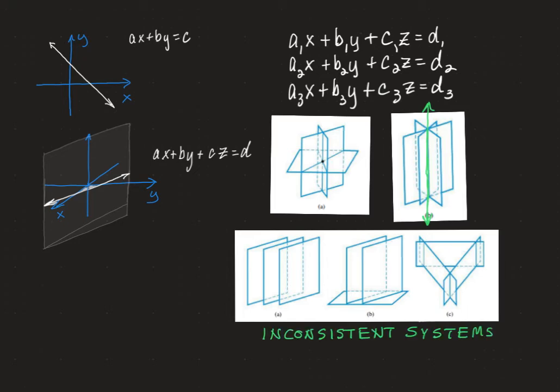The set of 3 diagrams gives examples of 3 different ways these planes could be oriented in relationship to each other, some of them intersecting, one of them with no intersections amongst the planes. They are all parallel. But in none of these cases is there one point or even one line that is part of each of those 3 planes. So all of those are examples of inconsistent systems.